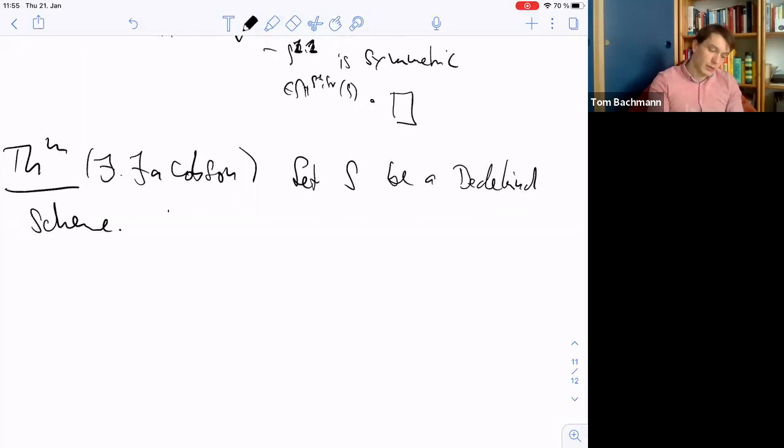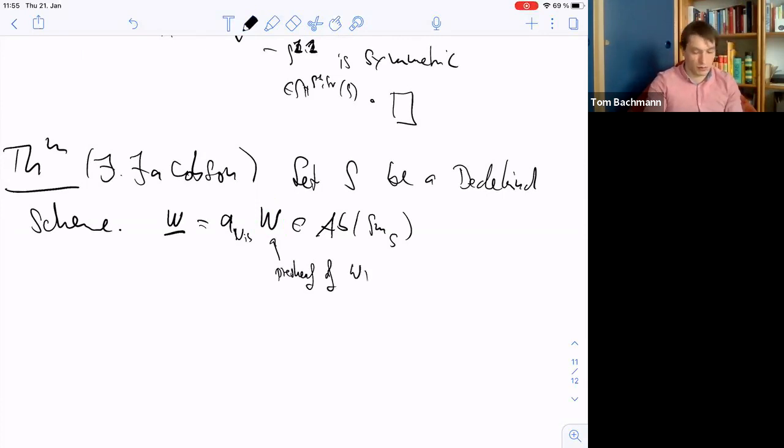And I take W underlined to be the Nisnevich sheafification of the presheaf W. And this is going to be a sheaf of abelian groups, or rings if you want, on smooth S. Right, so this means the presheaf of which rings? Because, as always, I'm assuming that two is invertible, right? So there's no discussion about what this means. There's only one sensible definition, and that's what it is.